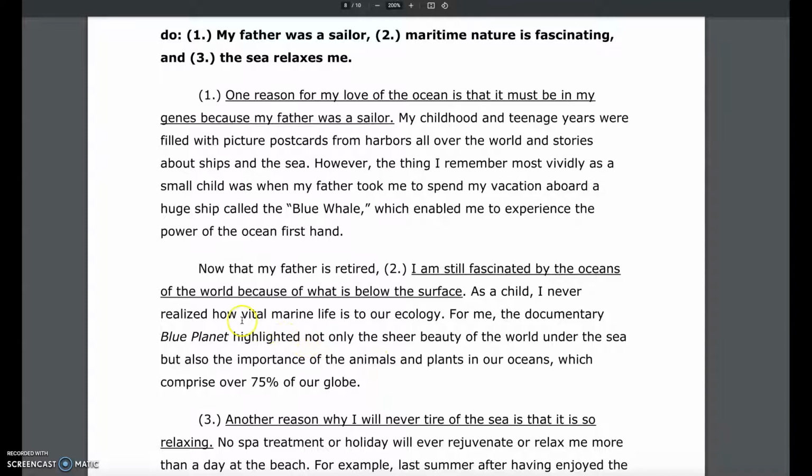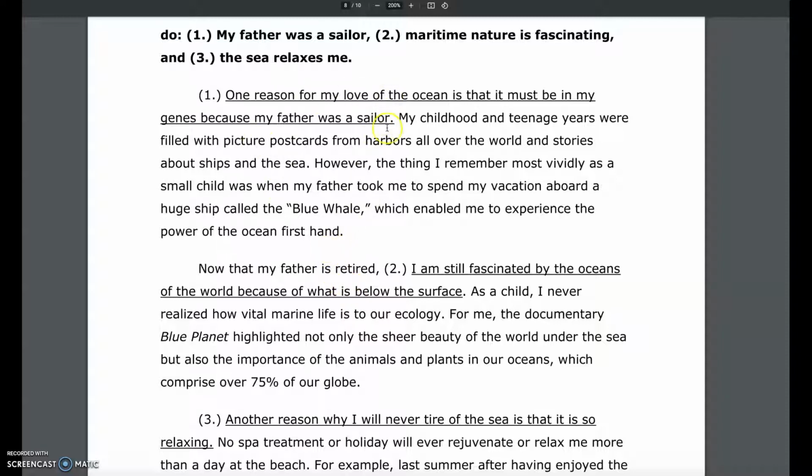One reason for my love of the ocean is that it must be in my genes because my father was a sailor. We see how this topic sentence is connected to the first subtopic of the thesis statement. My childhood and teenage years were filled with picture postcards from harbors all over the world and stories about ships and the sea. However, the thing I remember most vividly as a small child was when my father took me to spend my vacation aboard a huge ship called the Blue Whale, which enabled me to experience the power of the ocean firsthand.